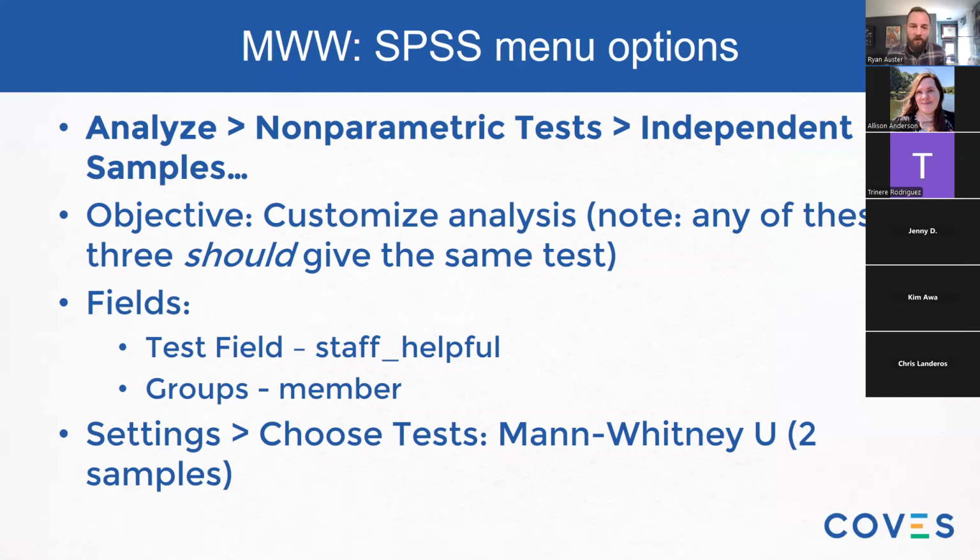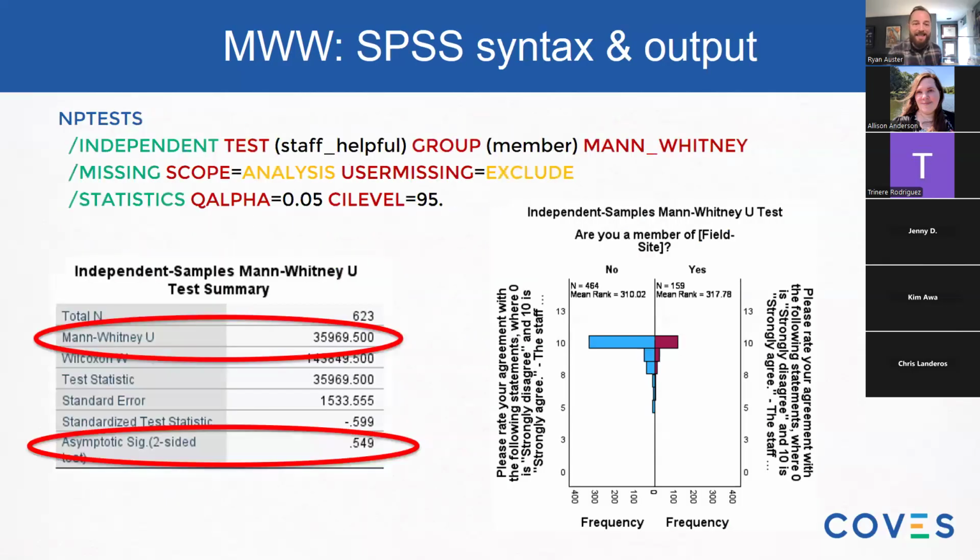Here is the Mann-Whitney-Wilcoxon in SPSS. If you were to use the menu options, you would go to Analyze again, non-parametric tests, and go to Independent Samples. And you would be able to customize your analysis through the 3 tabs at the top: Objectives, Fields, and Settings. If you're not looking at SPSS, you can, again, apply this when you get to your software. And this is what the output looks like along with the syntax. So you can, again, if you wanted to do this analysis, take the syntax right there and you compare members and non-members with respect to their staff helpfulness ratings.